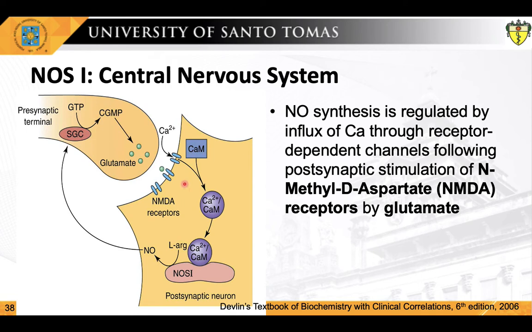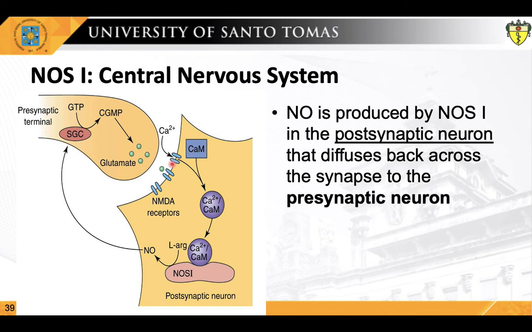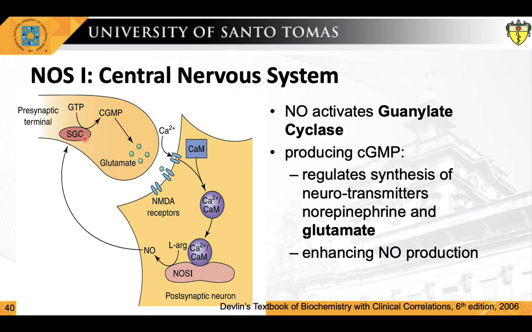Nitric oxide is produced generally by NOS1 in the postsynaptic neuron that diffuses back across the synapse to the presynaptic neuron. Nitric oxide synthesis is regulated by influx of calcium through receptor-dependent channels following postsynaptic stimulation of N-methyl-D-aspartate receptors by glutamate. The nitric oxide that is produced by NOS1 in the postsynaptic neuron diffuses back across the synapse to the presynaptic neuron where it will act on the soluble guanylate cyclase. The presynaptic soluble guanylate cyclase, once activated by nitric oxide, produces cyclic GMP, which regulates the synthesis of neurotransmitters norepinephrine and glutamate, thus enhancing further nitric oxide production.